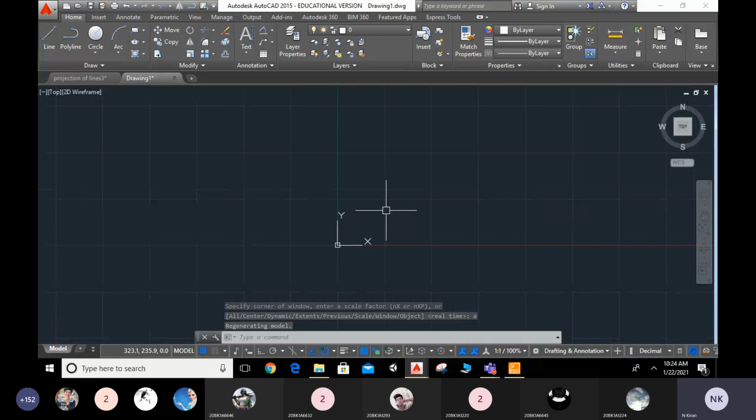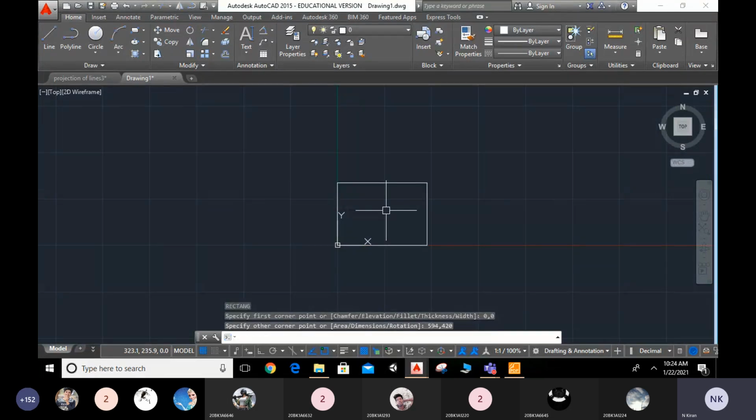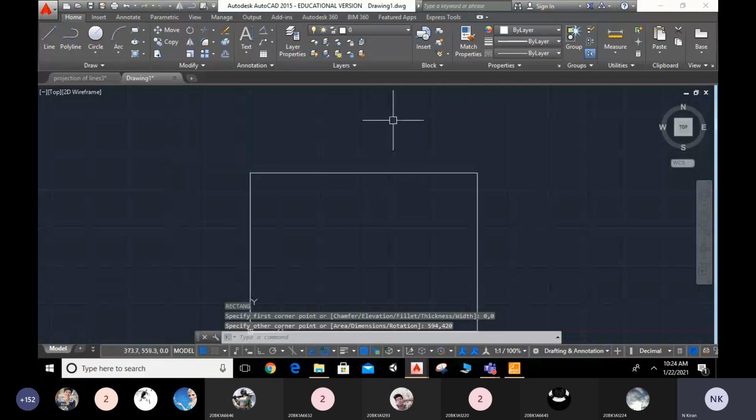So for that I will select a rectangle, REC enter. Okay, and what is the first point? I will select 0, 0, enter, and 594, 420, enter. Okay, this is our working area.